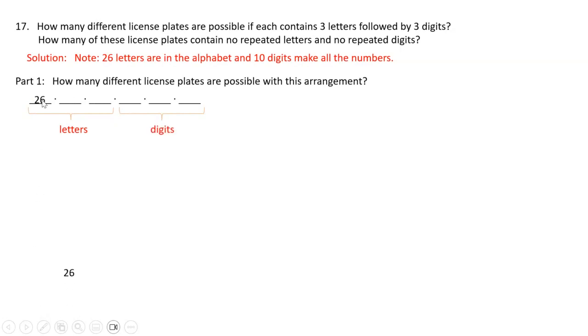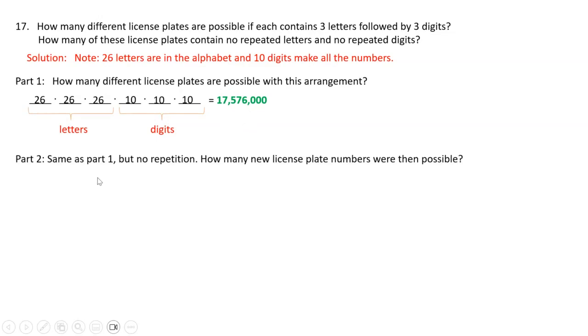26 times 26 times 26, and 10 times 10 times 10. The answer will give us 17,576,000. Now for part B. Part B is the same as part 1, but no repetition, which means the letters and numbers cannot repeat. So my letters and my numbers.